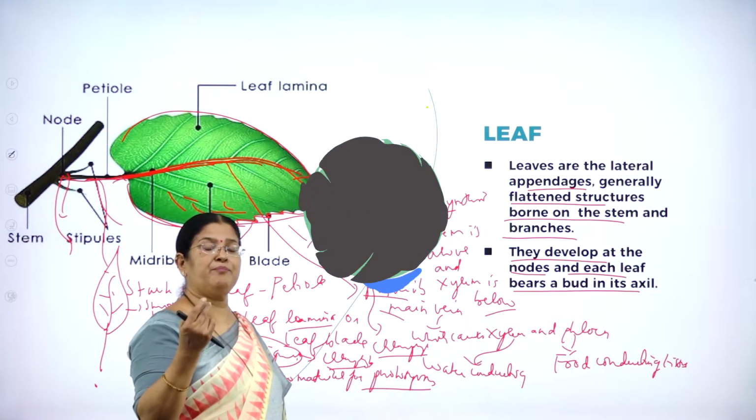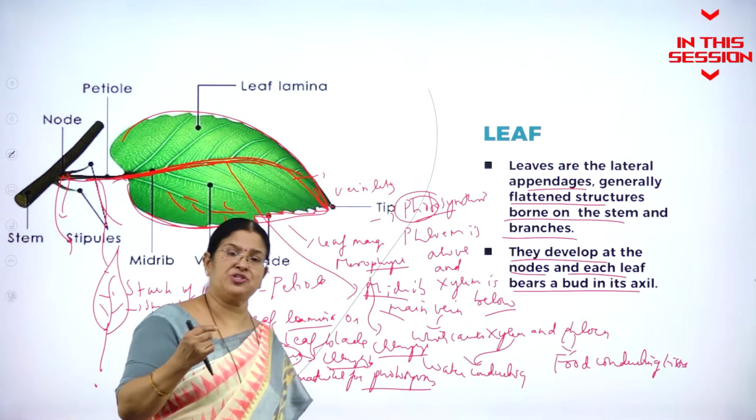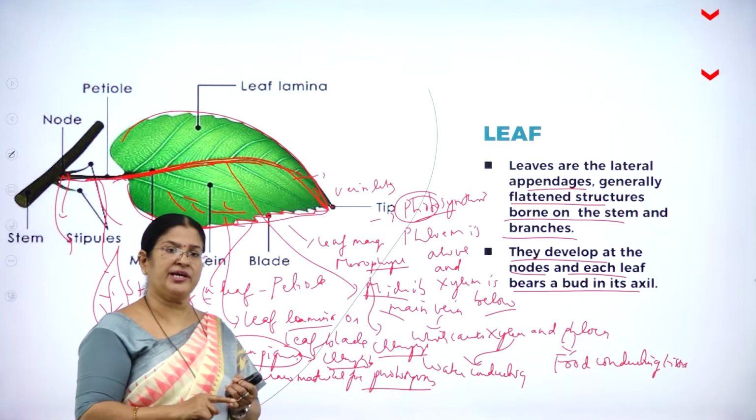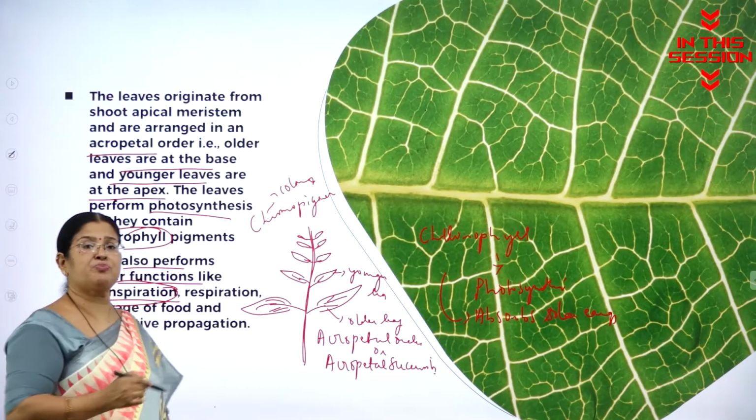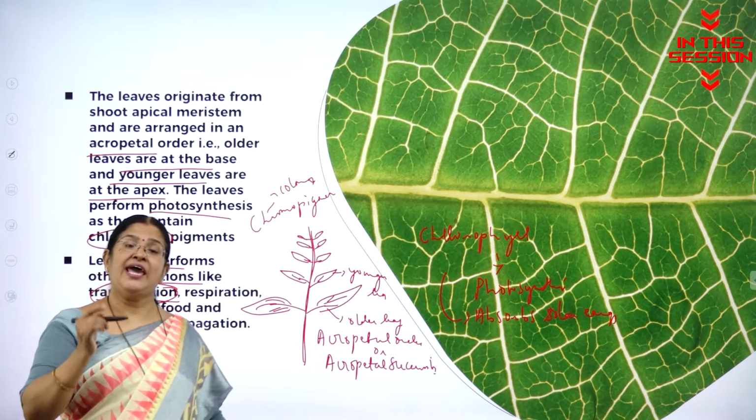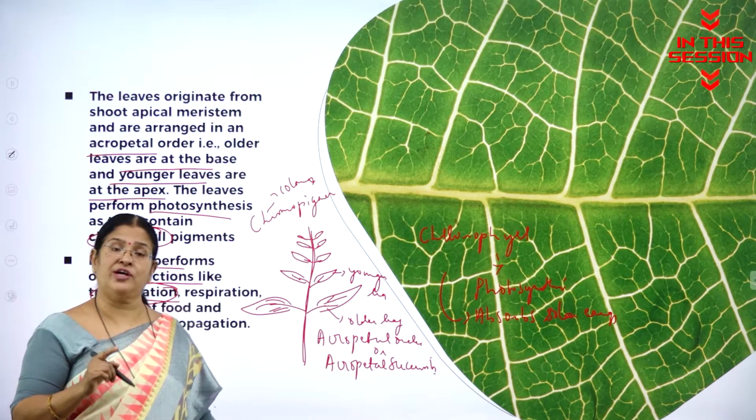What are the 4 very important raw materials for the plants to prepare food? Carbon dioxide, water, sunlight and chlorophyll. What is transpiration? Transpiration is nothing but expulsion of water in the form of water vapor.